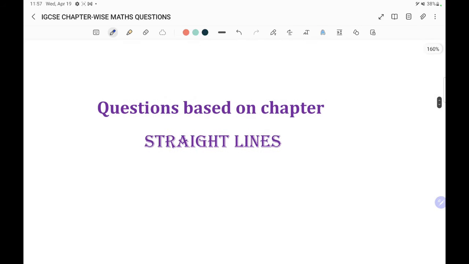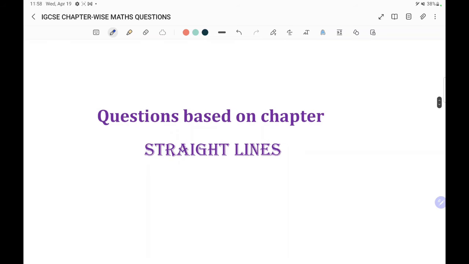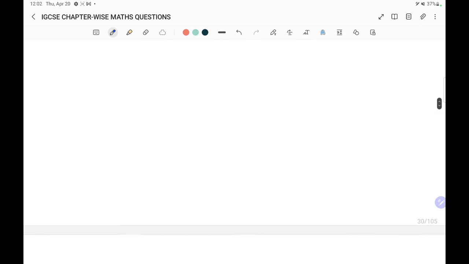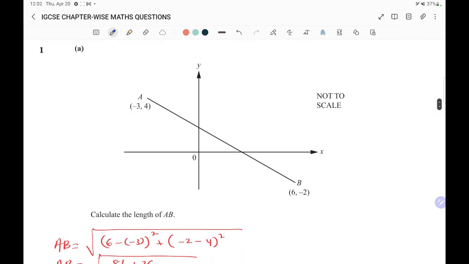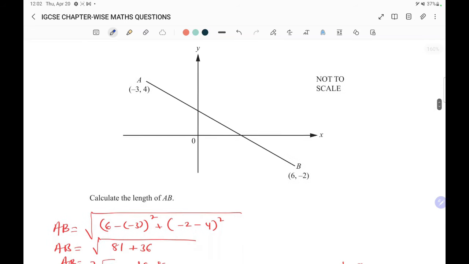Now this is the question which is based on a straight line, and in straight line questions you will find a question based on gradient, question based on distance, question based on perpendicular bisector, question based on the line of perpendicular where your line is passing through one point. So these kinds of questions we will see in this. So question number 1, here calculate the length of AB.